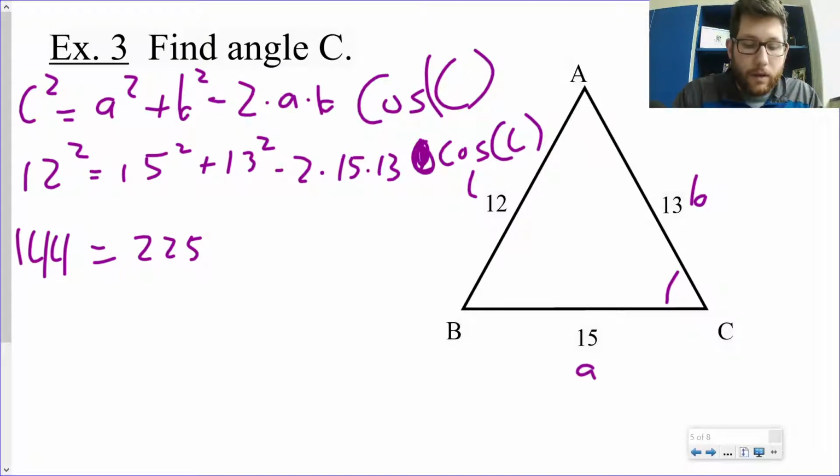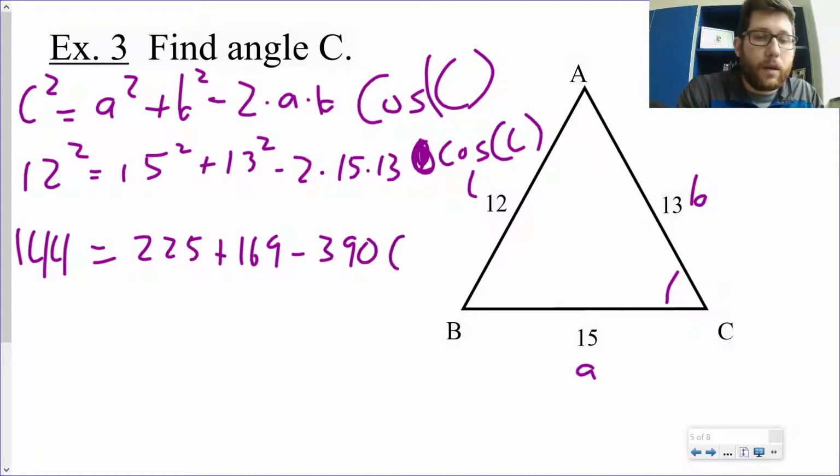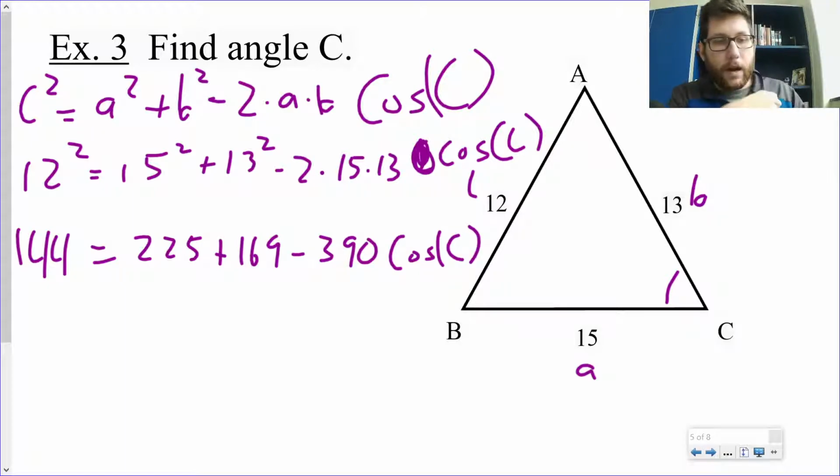13 squared is 169. 2 times 15 times 13, we get 390, cosine of C. All right, so let's take a look.